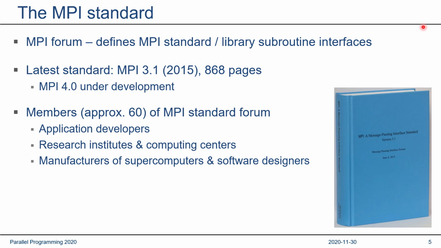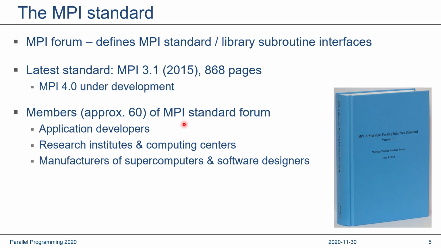The MPI standard is maintained by the MPI Forum. It defines the standard and its library subroutine interfaces. The latest standard is version 3.1, which was released in 2015. It's quite a chunky piece of work. It has 868 pages. You can buy it for, I think, 17 euros from the High Performance Computing Center in Stuttgart. Version 4.0 is under development, or has been under development for quite some time, and it's an actively developed standard. There are a lot of hands on this standard, and it's a major effort to drive it forward.